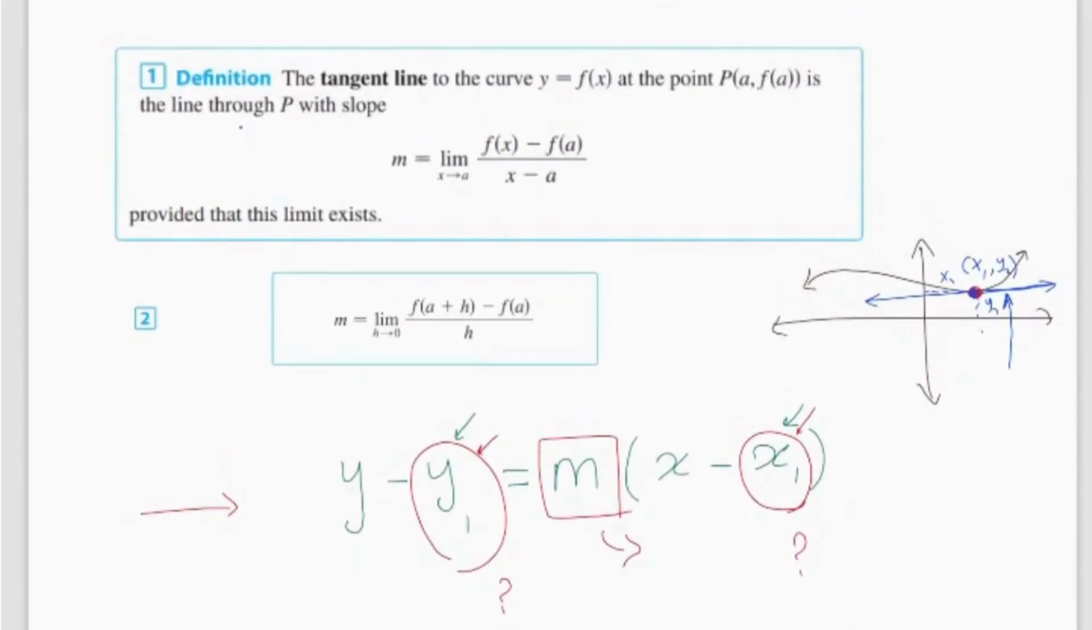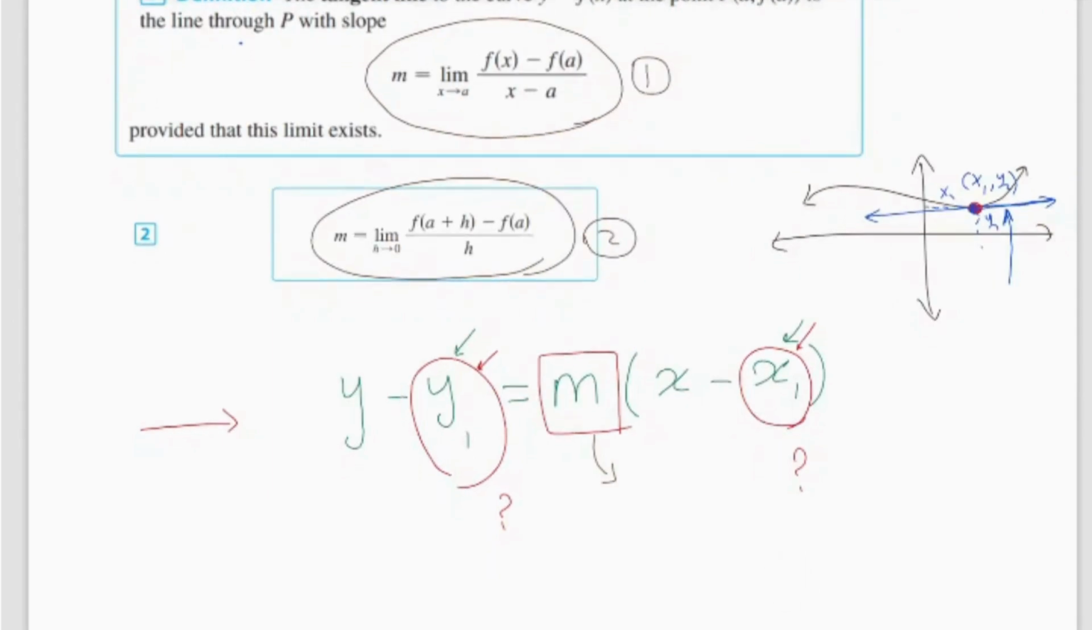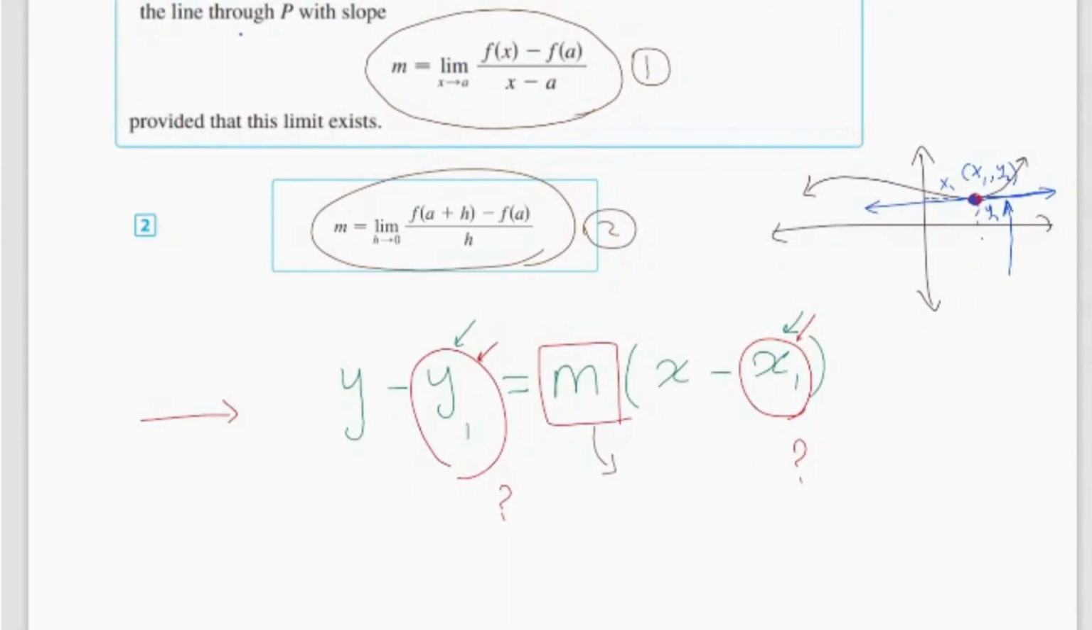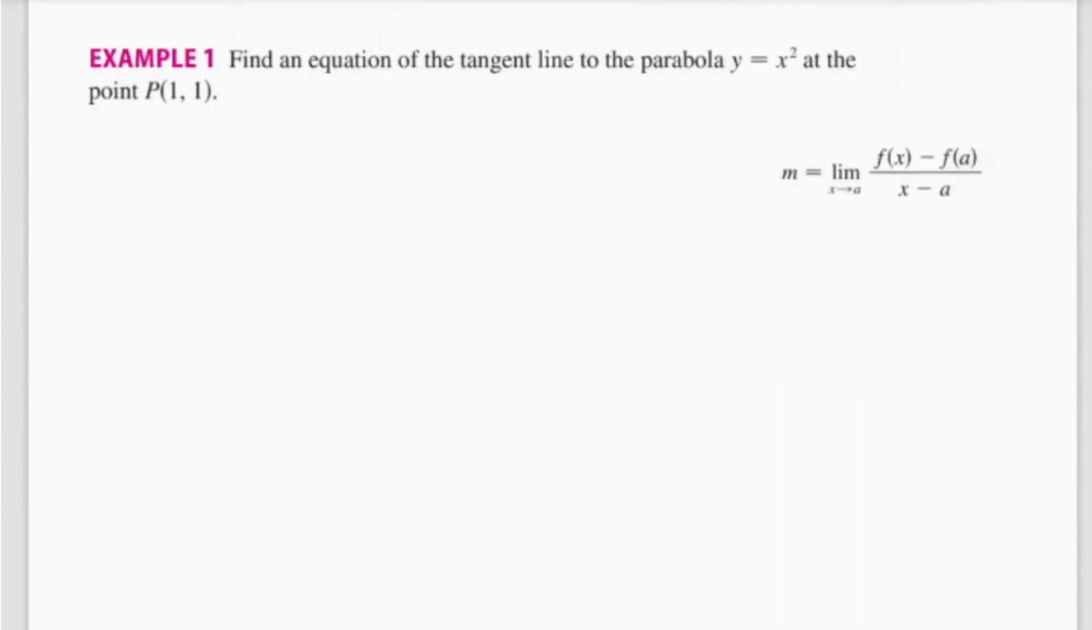Okay, for that m, the slope of the tangent line, we can find it by applying either this formula or this formula. So now we are going to solve two examples. The first example will be using this formula, and the second example will be using the second formula. Okay, so for the first example, if we read it, he needs from us to find the equation of the tangent line.